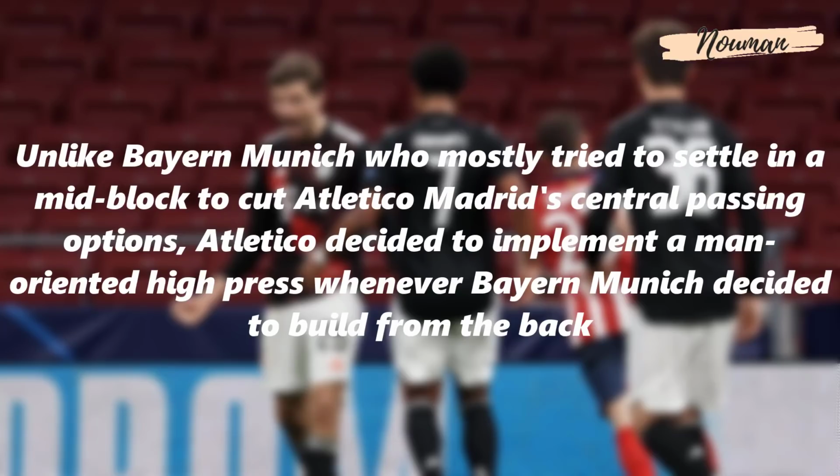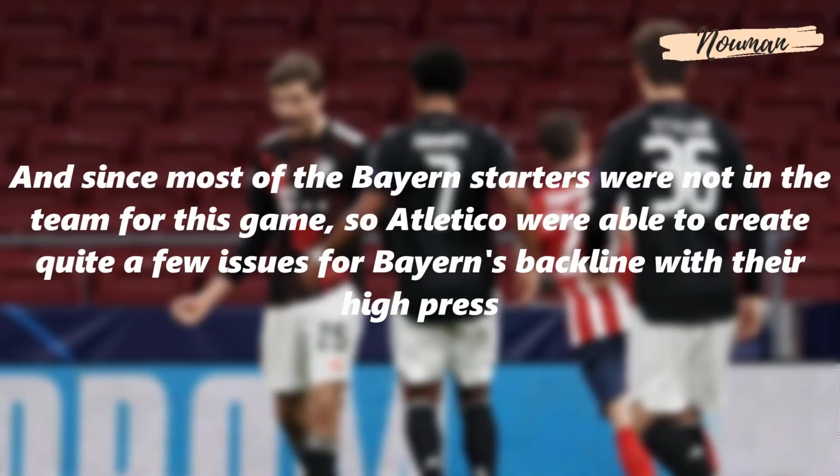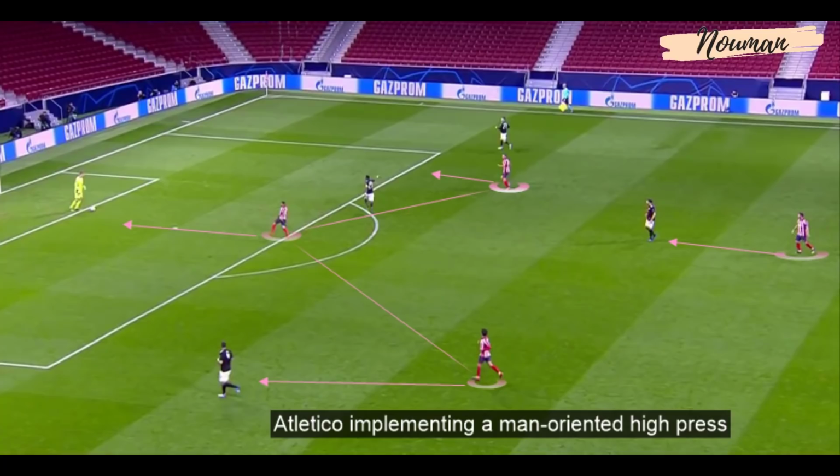Unlike Bayern Munich, who mostly tried to settle in a mid-block to cut Atletico Madrid's central passing options, Atletico Madrid decided to implement a man-oriented high press whenever Bayern Munich decided to build the play from the back. And since most of the Bayern starters were not in the team for this game, Atletico were able to create quite a few issues for Bayern's backline with their high press. Atletico implementing a man-oriented high press.